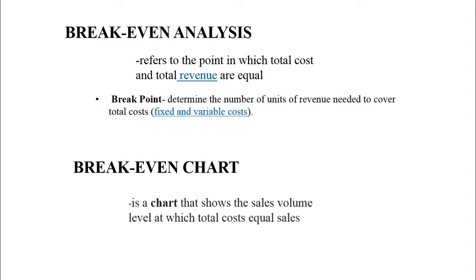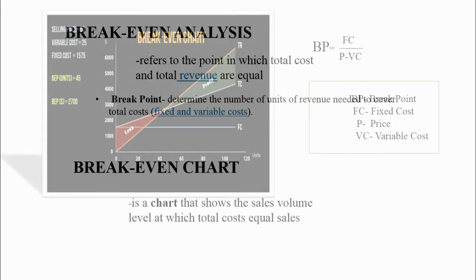And next, break-even analysis. Break-even analysis refers to the point in which total cost and total revenue are equal. So the breakpoint determines the number of units of revenue needed to cover total costs, fixed and variable costs. Break-even chart. This is a chart that shows the sales volume level at which total costs equal sales.